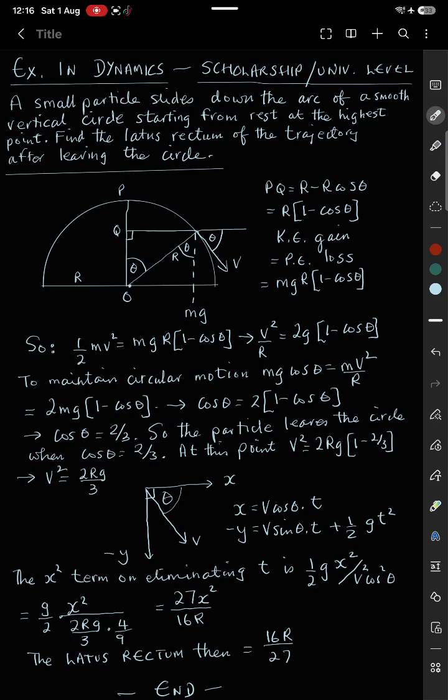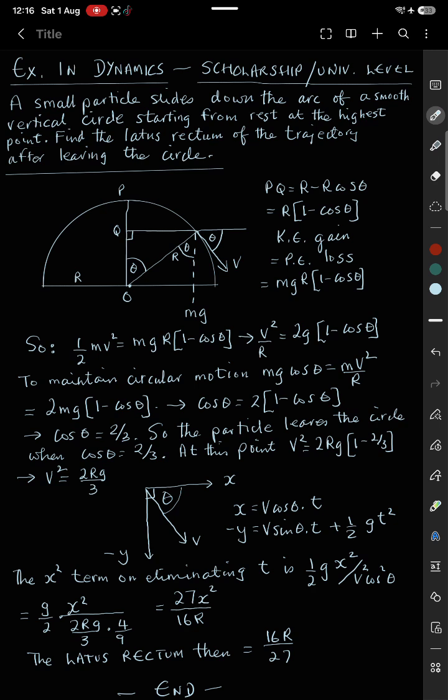So the height lost will be PQ, which is r minus r cos theta, which equals r bracket 1 minus cos theta. Now the kinetic energy gained will be the potential energy lost because it's a smooth surface, and that's equal to mgr bracket 1 minus cos theta. So half mv squared equals mgr bracket 1 minus cos theta, which means v squared over r equals 2g bracket 1 minus cos theta.